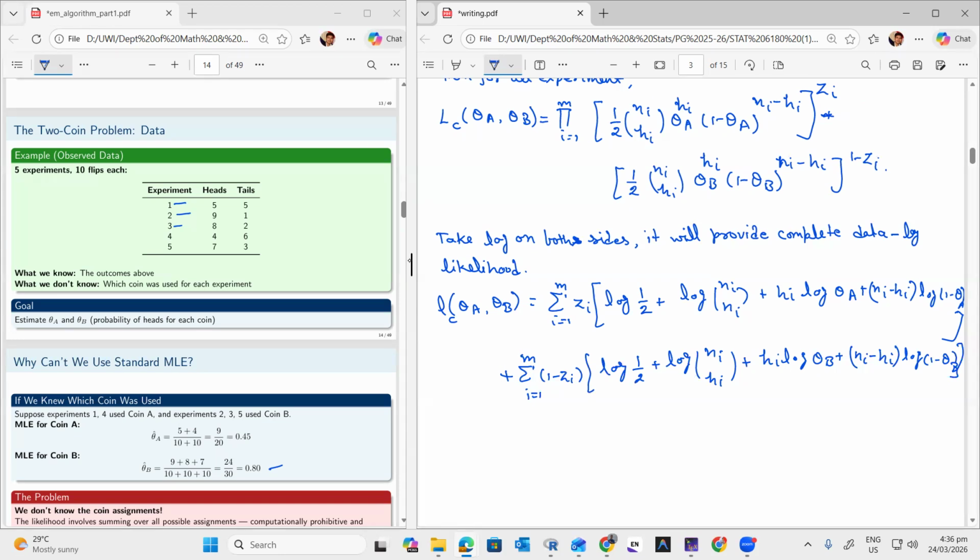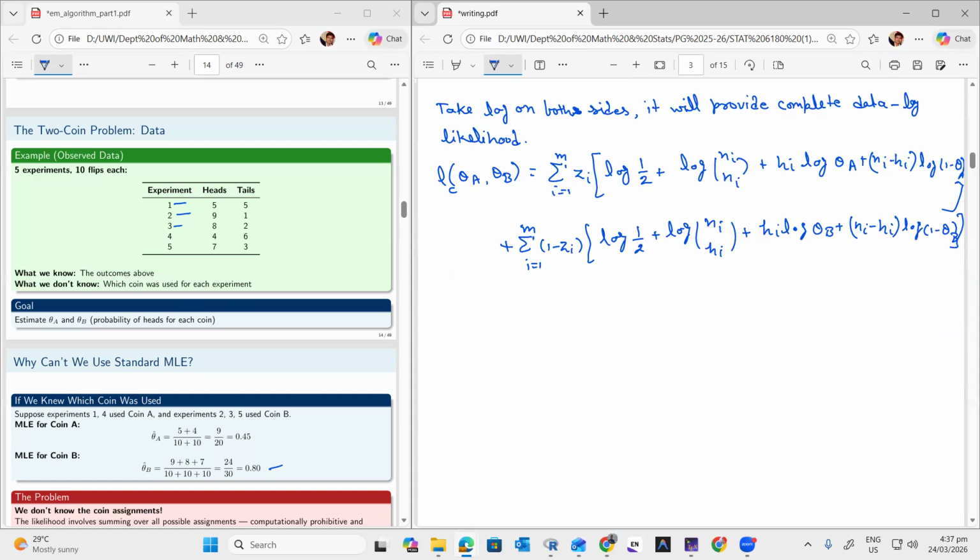The terms log 1/2 and log of the combination Ni and Hi do not depend on theta A and theta B, so they will not affect the maximization at all, even though they are part of the full likelihood function. After that, we will go for the EM algorithm. Now we apply the EM algorithm.